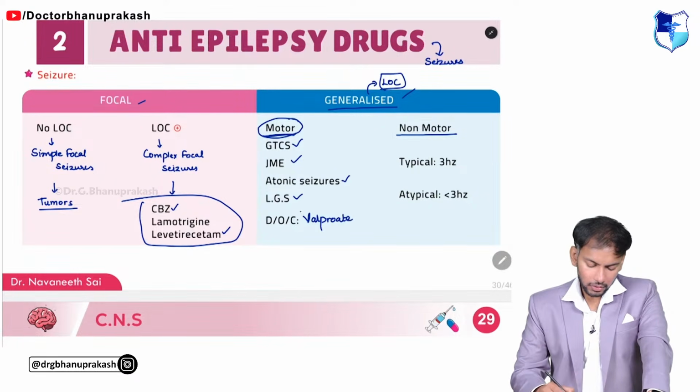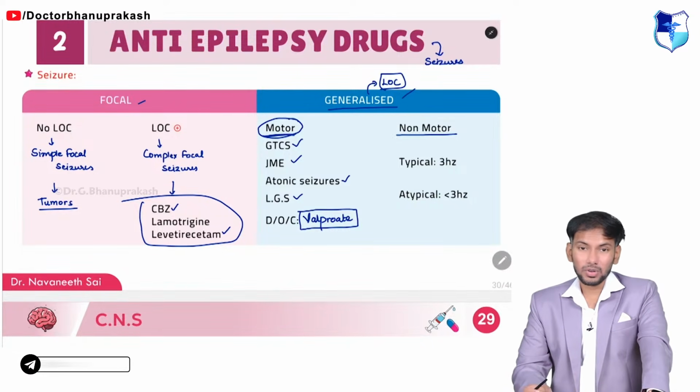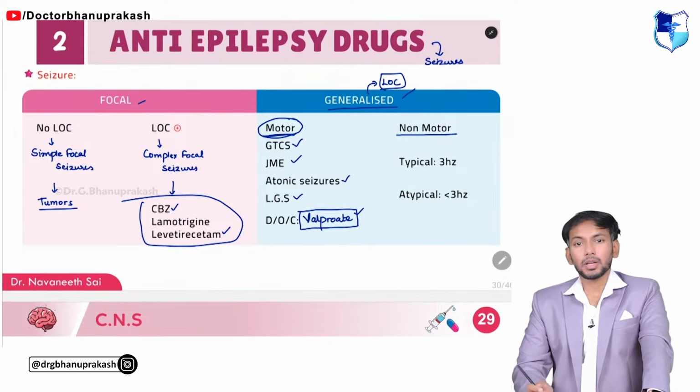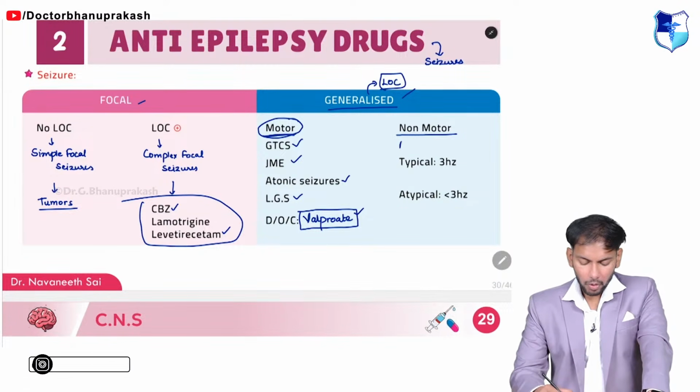So it is already done. GTCS, JME, atonic seizures, Lennox-Gastaut syndrome, the drug of choice is valproate. Now, coming back to the non-motor seizures, they are also known as absence seizures.